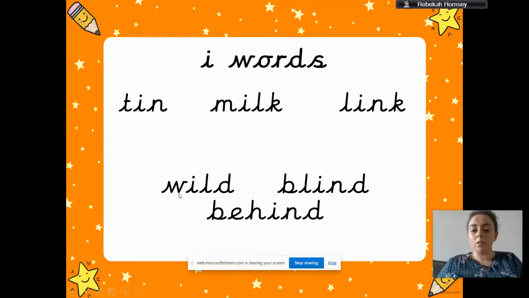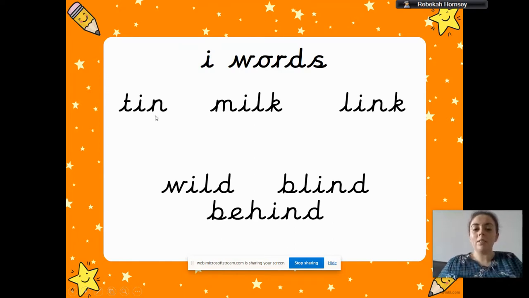So here we've got wild, wild. Does that sound better? Shall we try it with the next one? Blind, blind. That's better, isn't it? Behind, behind. So this sound can sometimes make one sound or sometimes make the other. So we need to figure out which one is which. And the only way we can do that is by trying each different sound.